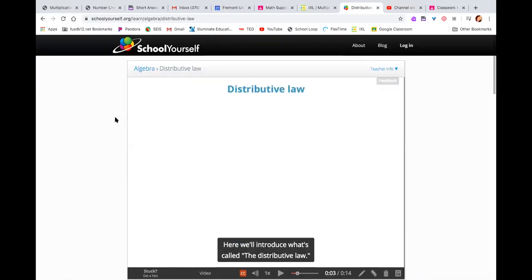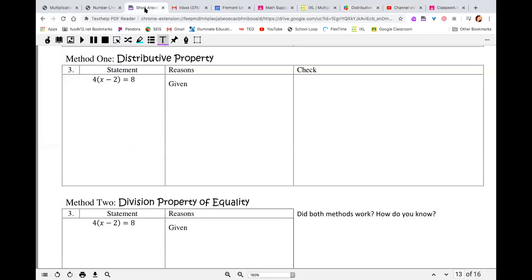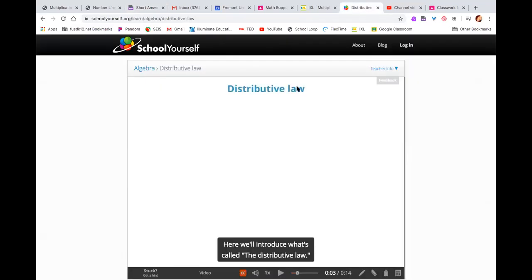Okay, so this is to help us with the bottom half of page 13 over here. And we have to be able to do distributive properties. So to help us understand that, I have a video about distributive law that we are going to watch.